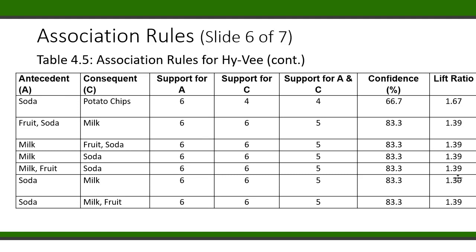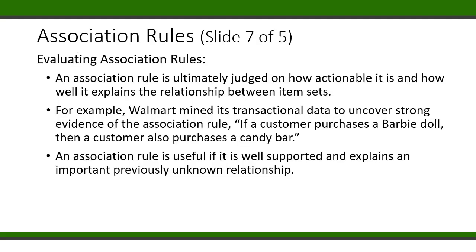And then we see even smaller numbers, which means it's better than not having a rule at all, but how likely is it to occur? And so in evaluating your rules, ultimately it's judged on how useful it can be and how well it explains the relationships between your item sets.